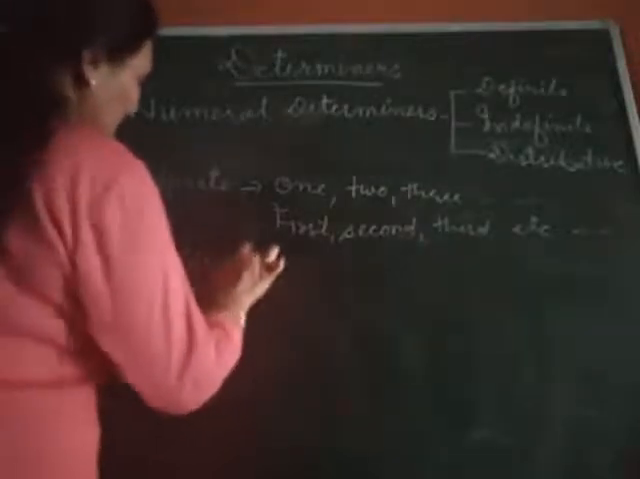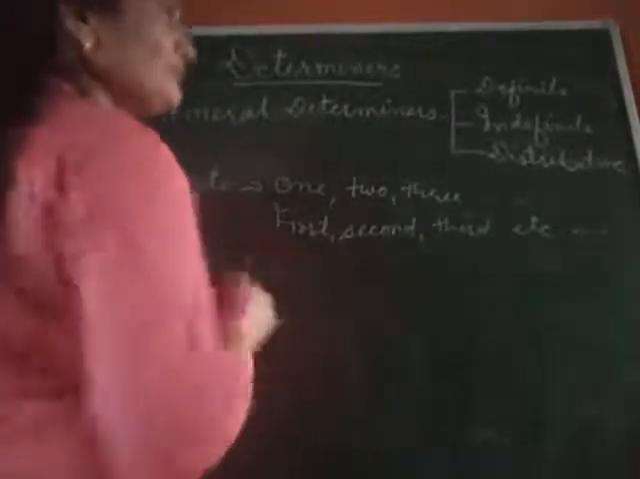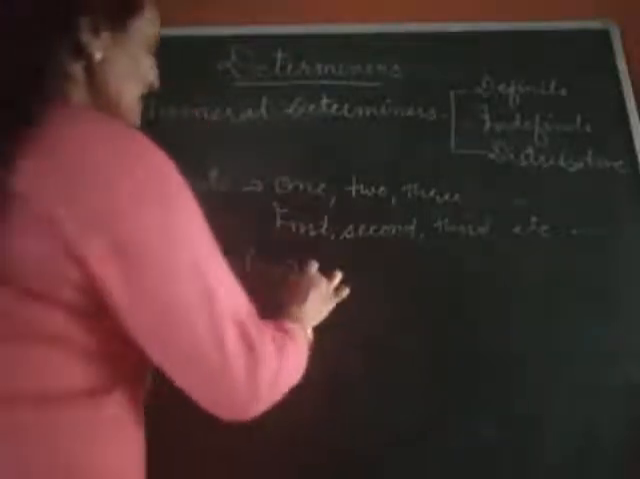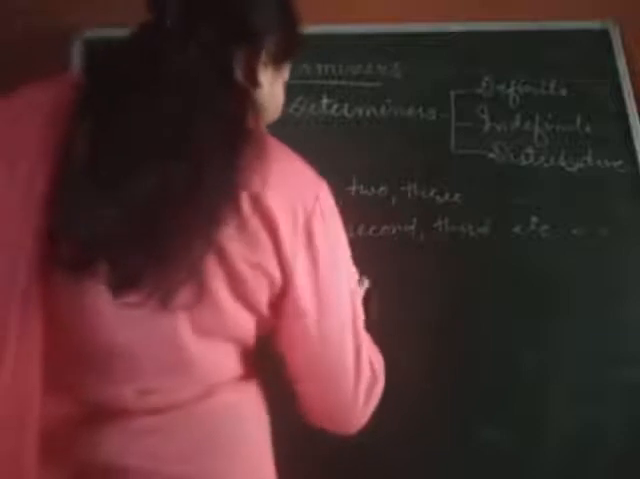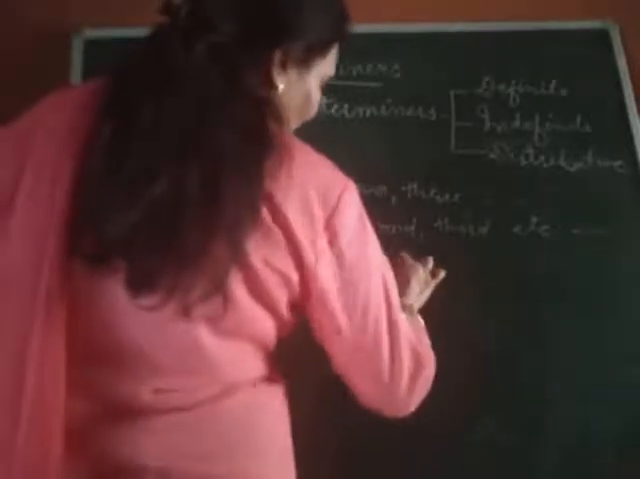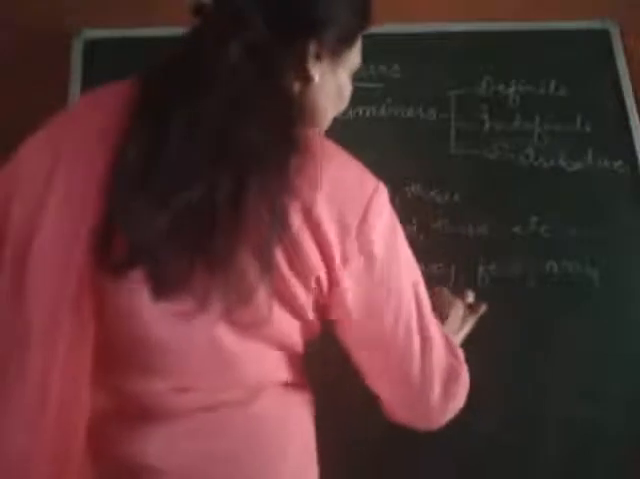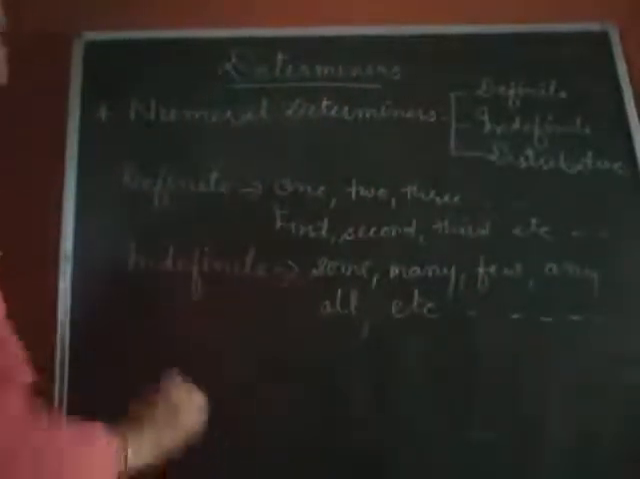Which are definite? The ones which define the noun: 1, 2, 3 and so on; first, second, third and so on, etc. These are the cardinal or ordinal numbers. These are the definite numeral determiners.